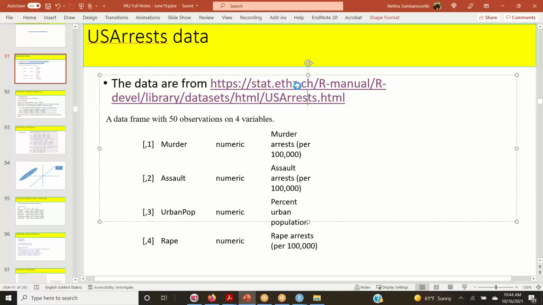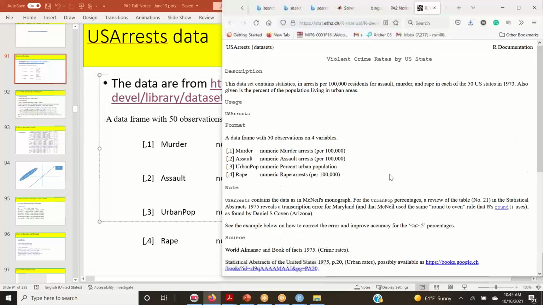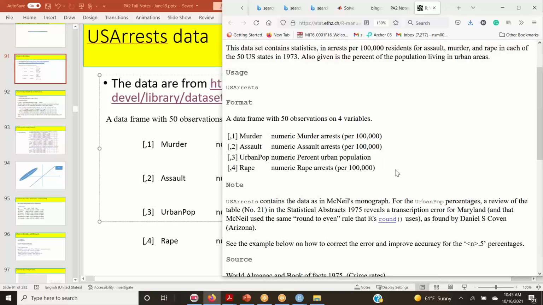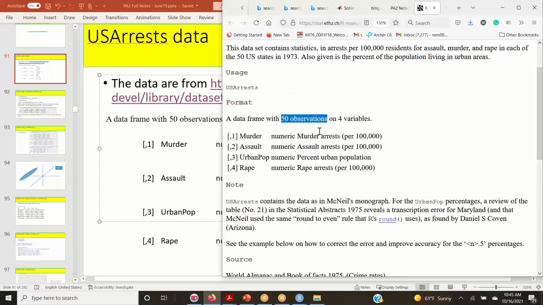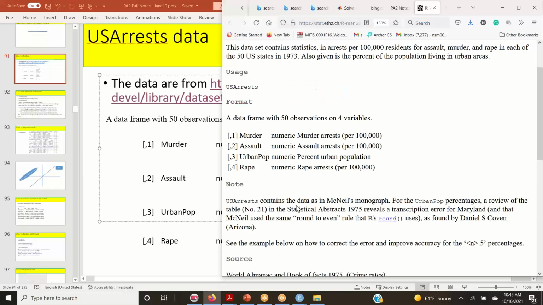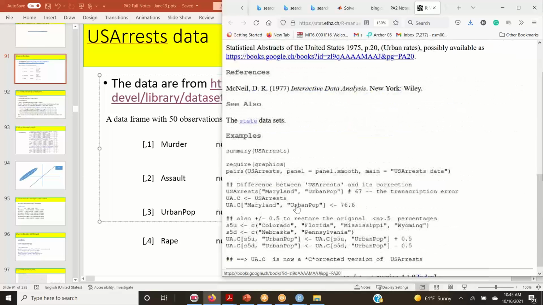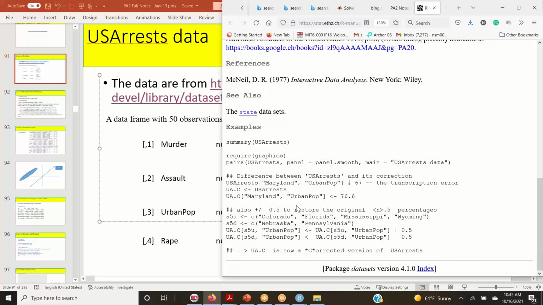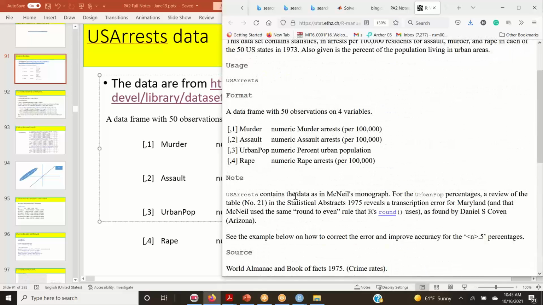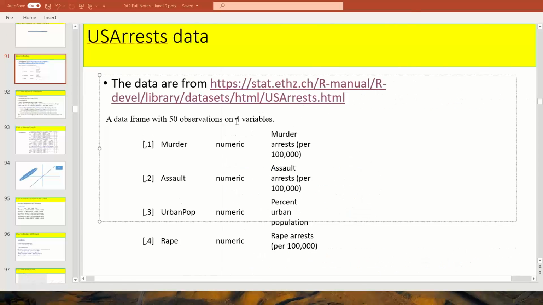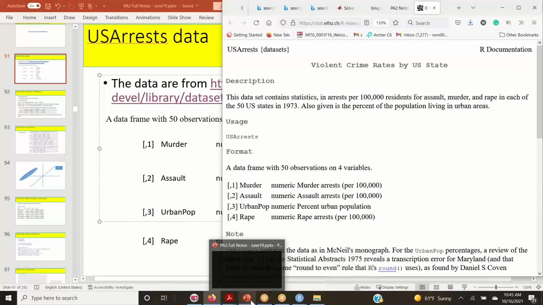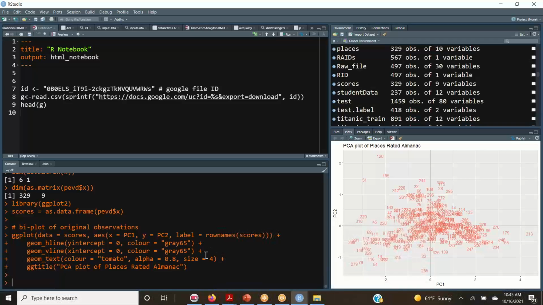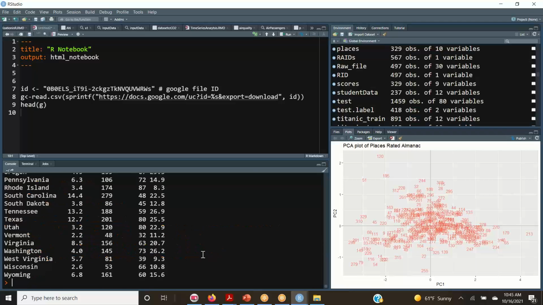Let me show you what this is. Are you able to see my notes here? So this is about the 50 states data. This is the 50 rows and 4 variables, right? It is there in the data set, so I don't have to worry about anything. So let me go back. USA arrests. There you go, it is there.